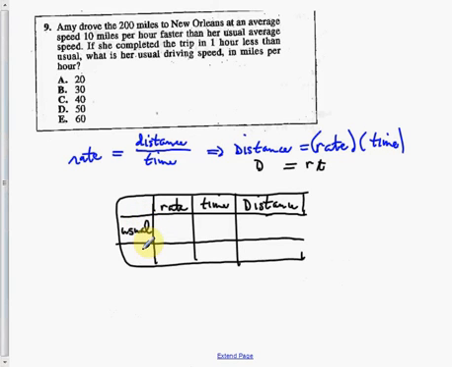And then the other one would be her unusual speed. So say for example, her usual speed is X miles per hour. Now she's going a little bit faster. We'll say this is her faster or unusual speed. She's going 10 miles per hour faster, so that's going to be X plus 10. Whatever her speed is, she's going 10 miles per hour faster than that.